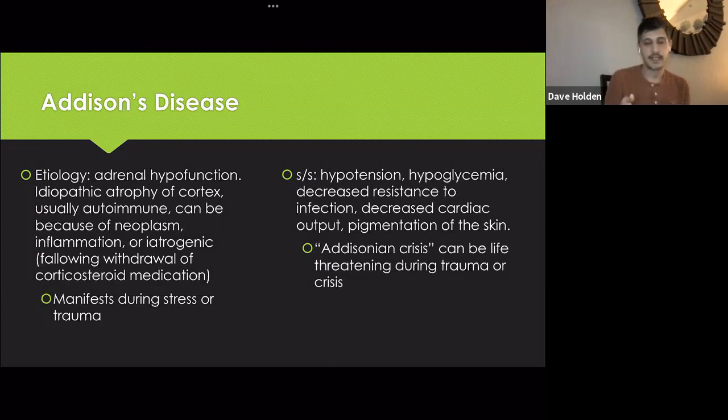Signs and symptoms of Addison's disease: hypotension, low blood pressure, low blood sugar, decreased resistance to infection. So their blood pressure is low, they've got low blood sugar, they're probably going to be feeling a little tired, a little fatigued. Their immune response is not going to be so great. Decreased cardiac output, the heart isn't pumping as much blood when the pressure drops, right? So one is directly related to the other.